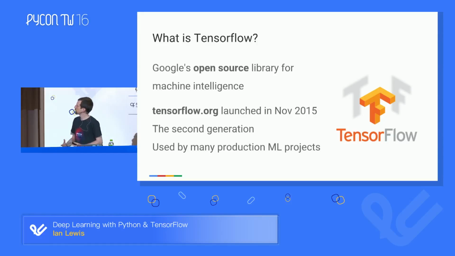So what is TensorFlow? TensorFlow is an open source library, a general purpose library for doing machine learning. It was launched last year in November as an open source project, and it's basically our second generation machine learning library. We previously used a library called DistBelief, but now we're using TensorFlow for all of our machine learning. We created it last year and released it as open source almost immediately. So this is the latest and greatest library that Google is using. This isn't something really old that we just open sourced because we're not using it anymore. It's something that we are actively using right now.